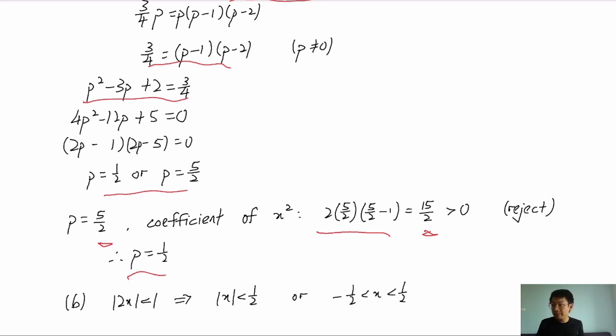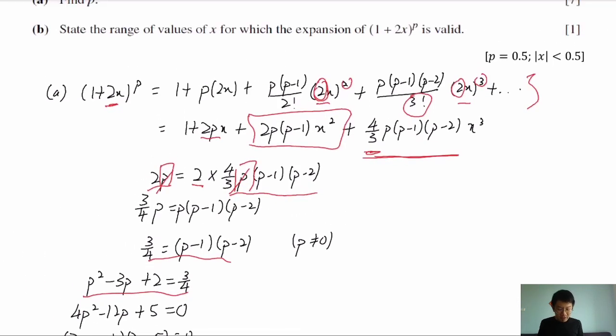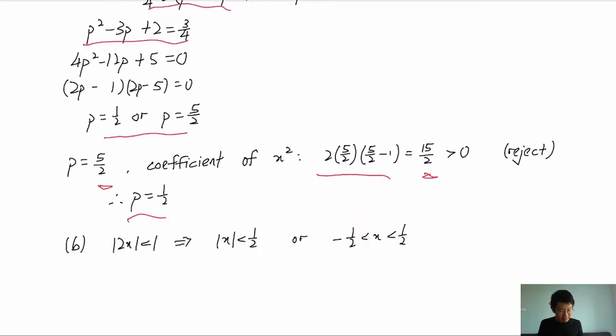For part B, the validity of this expansion. For (1 + 2x) to the power of p, we just take the 2x, put it inside a modulus, and say it is less than 1. This is a standard thing that we do for the validity. We can either write modulus x is less than 1 over 2, just moving the 2 to the right-hand side to divide, or we can open up the modulus and we will get this range for x. Either way works.